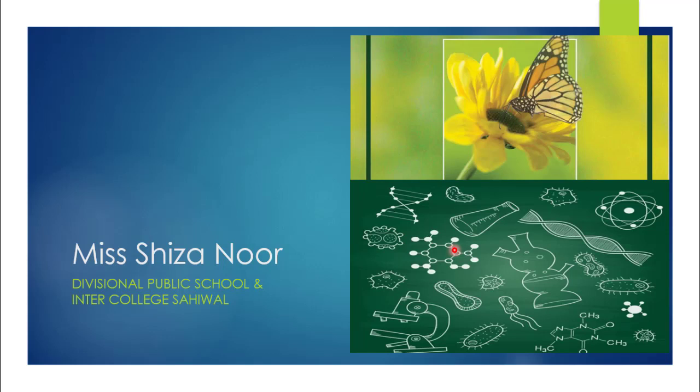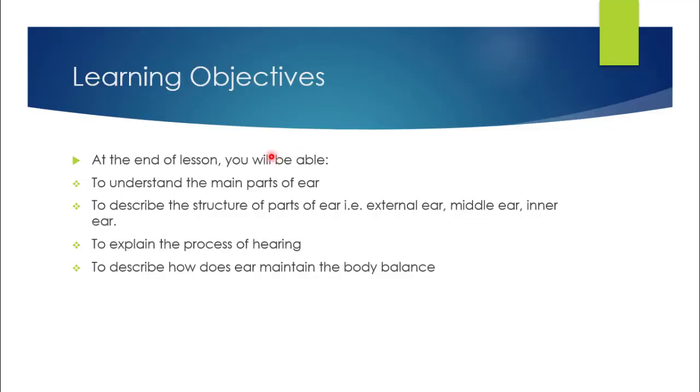Students, before we start our lecture, I would like to tell you the main objectives of today's lecture. At the end of this lesson, you will be able to understand the main parts of the ear. You will be able to describe the structure of parts of the ear, that is external ear, middle ear, and inner ear. You will be able to explain the process of hearing in our body, and you will also be able to describe how the ear maintains the body balance.